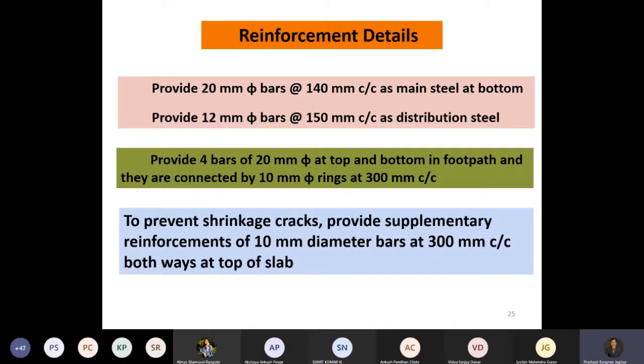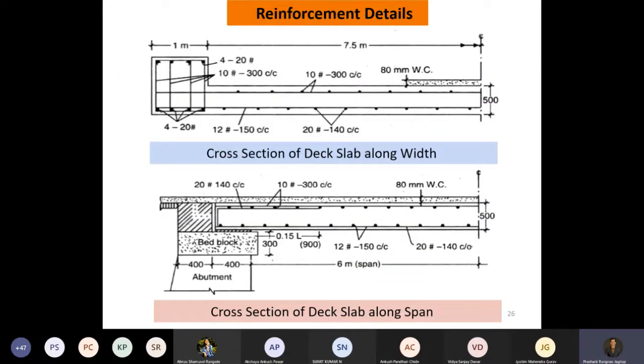Next one is details of reinforcement. Already we have provided 20 mm diameter bars at 140 mm center to center as main steel, and 12 mm diameter bars at 150 mm center to center as distribution steel. Again, we have to provide 4 bars of 20 mm diameter at top and bottom in the footpath, connected by 10 mm rings at 300 mm center to center. And to prevent shrinkage cracks, provide supplementary reinforcement of 10 mm diameter bars at 300 mm center to center in both ways at the top of the slab.